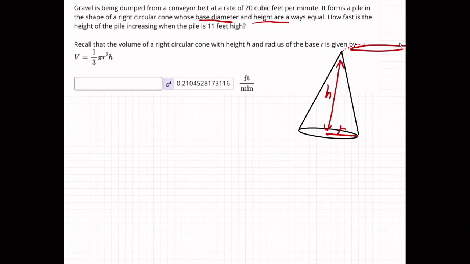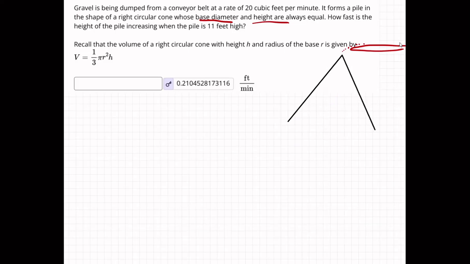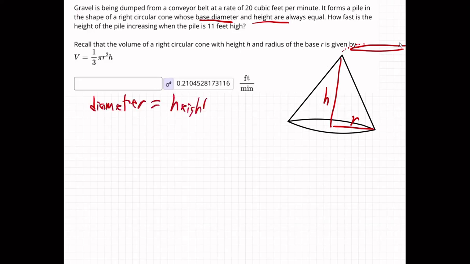Mine doesn't totally look like it, so let me try a little bit better. It's going to be a little wider. Kind of like that. All right, that's a little better. So this is the radius. This is the height. And it says diameter equals height, just the way the gravel falls, right? Base diameter and height, they're always equal.